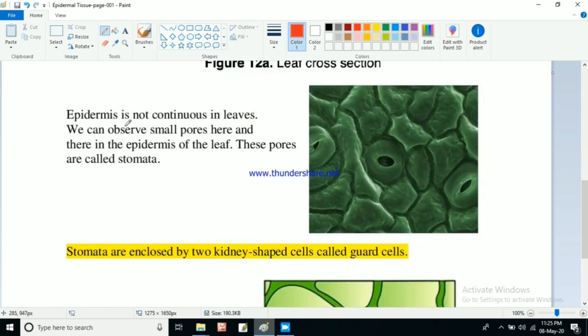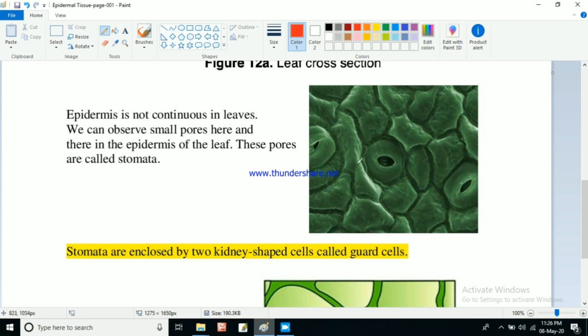And the epidermis is not continuous in leaves. If you see a leaf here, the epidermis is not continuous. We can observe some small pores here and there in the epidermis of the leaf. If we see the leaf under the microscope, small pores will be there. It is not continuous throughout the leaf. Small pores are there on the outermost skin of the leaf.